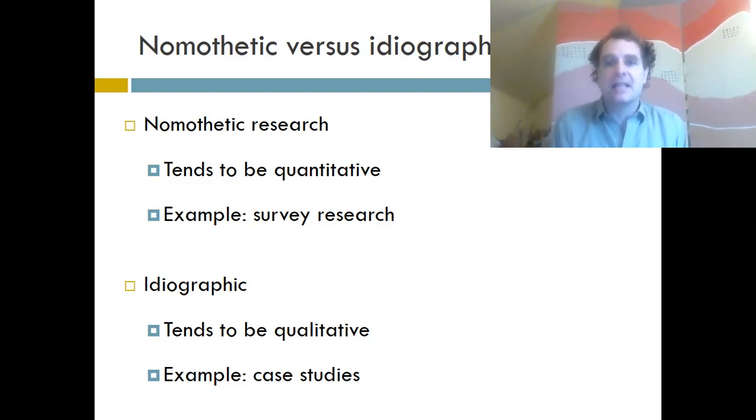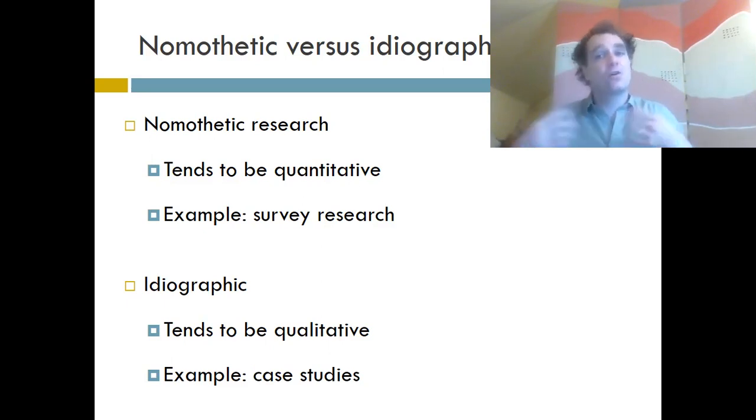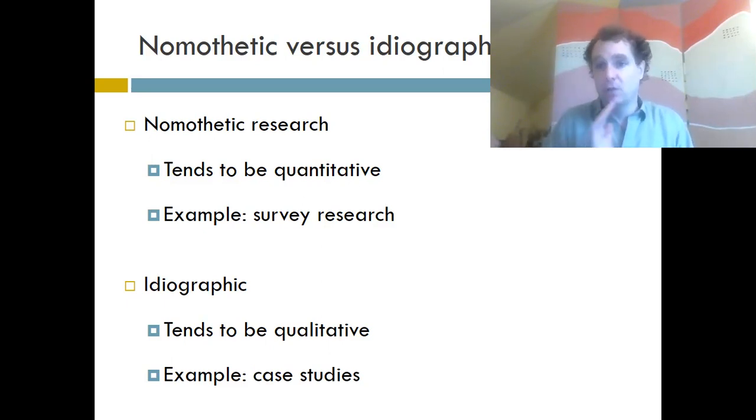So personally, I would say, yes, there's room for both. As social science, we can adopt nomothetic research that finds general laws, but also adopt idiographic research that looks at explaining and understanding specific cases.